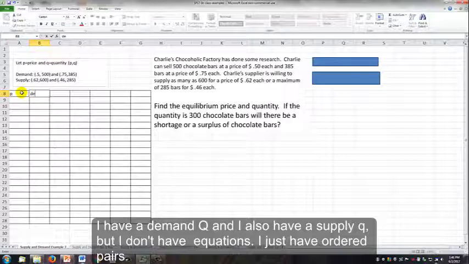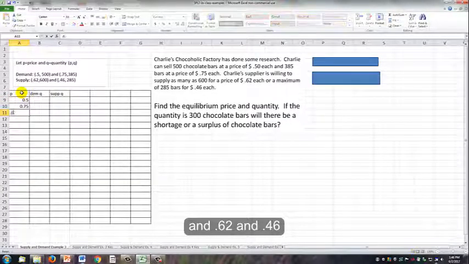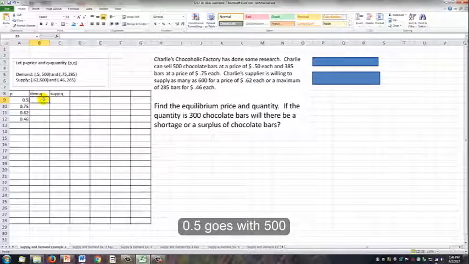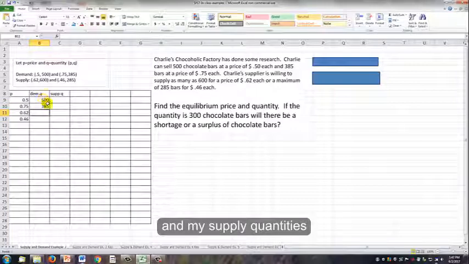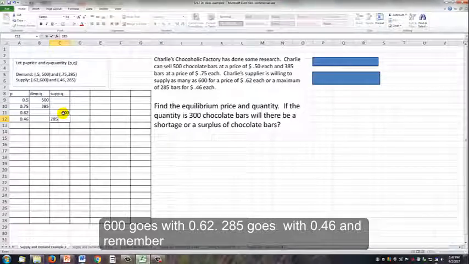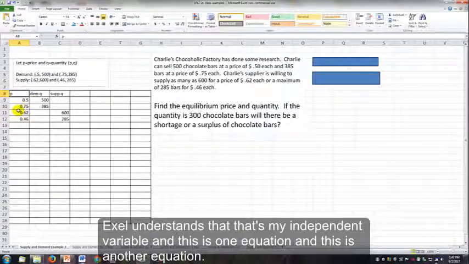I have a demand Q and I also have supply Q, but I don't have equations, I just have ordered pairs. So I'm going to put my P, my prices, in: 0.5 and 0.75 and 0.62 and 0.46, and then my demand quantities, 0.5 goes with 500 and 0.75 goes with 385, and my supply quantities, 600 goes with 0.62, 285 goes with 0.46. And remember, Excel understands that that's my independent variable, and this is one equation and this is another equation.